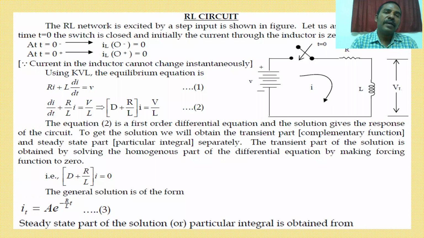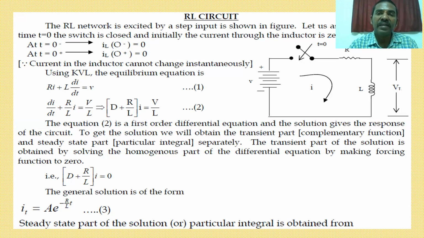Now come to today's topic. An RL series circuit is excited by a step input of V volts. Under transient behavior, we are calculating the current flowing through the circuit. At t equal to 0, the switch will be closed. So at t equal to 0, you have to consider two conditions: t equal to 0 minus and t equal to 0 plus.